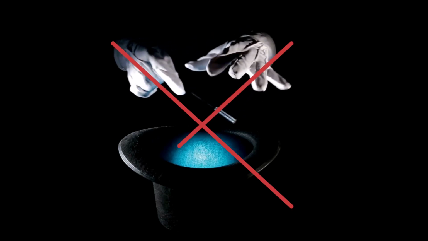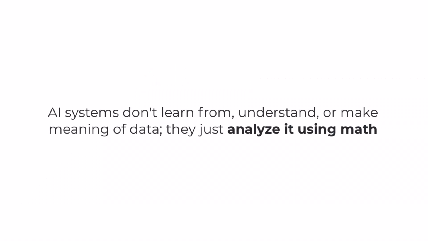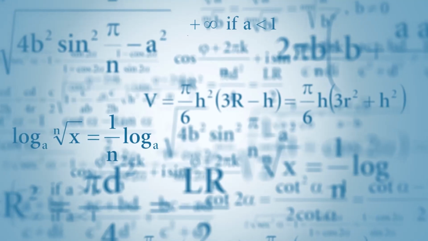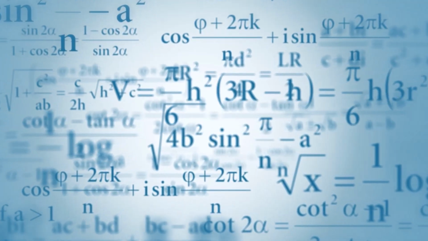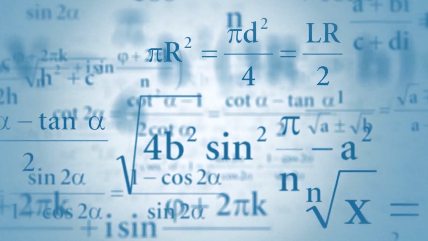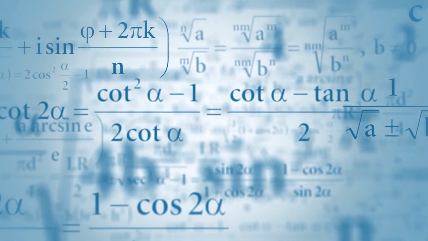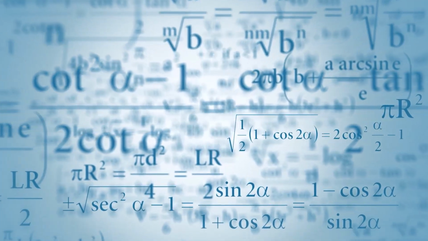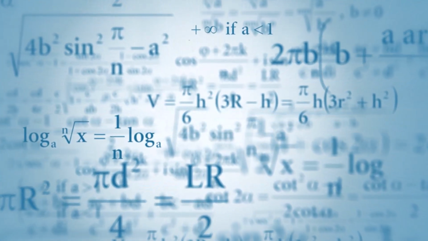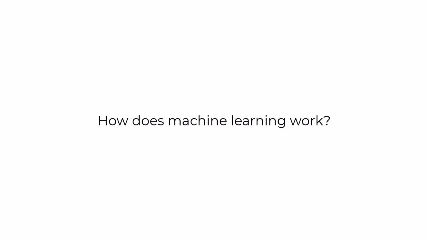But the key takeaway here is that AI is not magic. Even though this process is called machine learning, it's important to remember that AI systems do not actually learn from, understand, or make meaning of data. They just analyze it using math. It's very sophisticated math, linear algebra and vector calculus, that uses massive data sets and huge computational power, but it's still just math. So how does machine learning work?